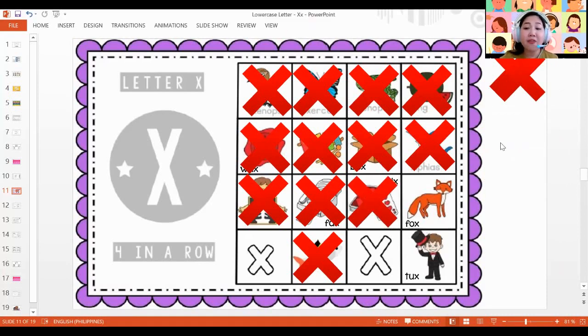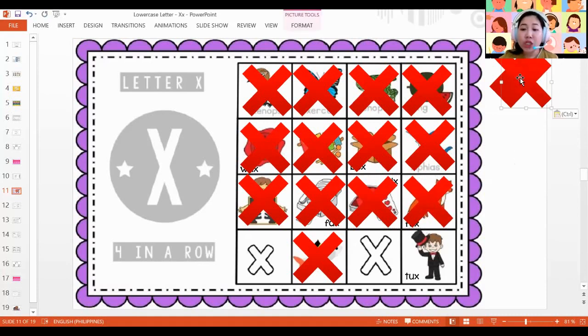Then we also have another animal that has the x in the end. That is the ox. Fox. That is the fox. And then we also have tux. The tux is what the boy is wearing here on the picture. The boy or our daddies usually wear the tux on special occasions. So let's cover our tux.